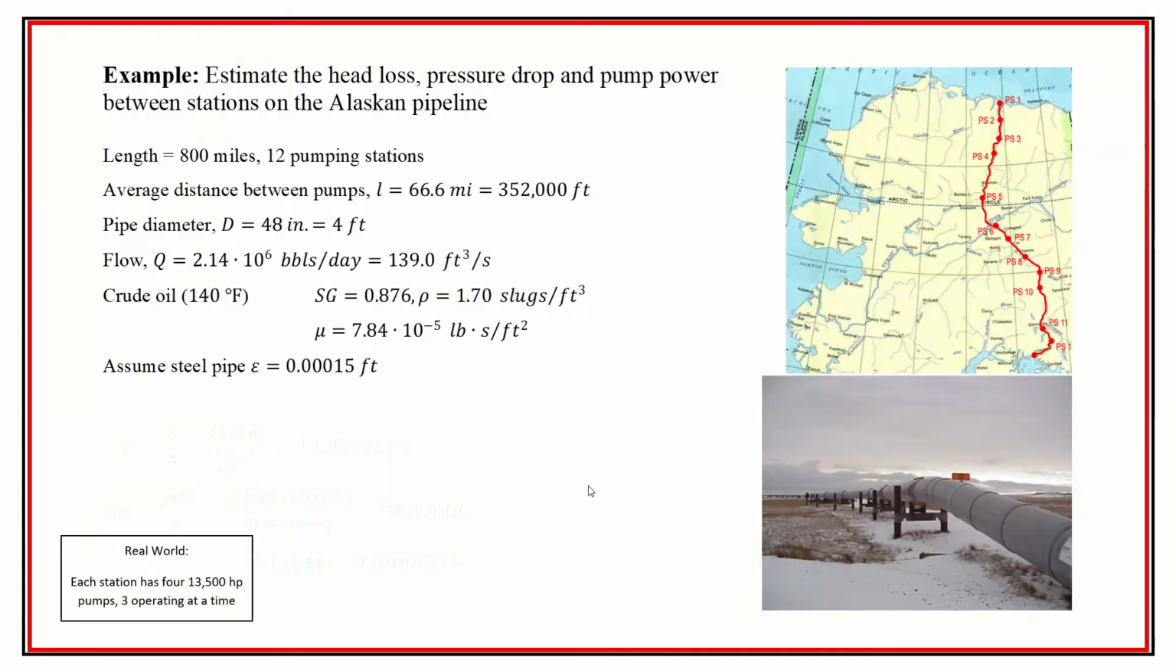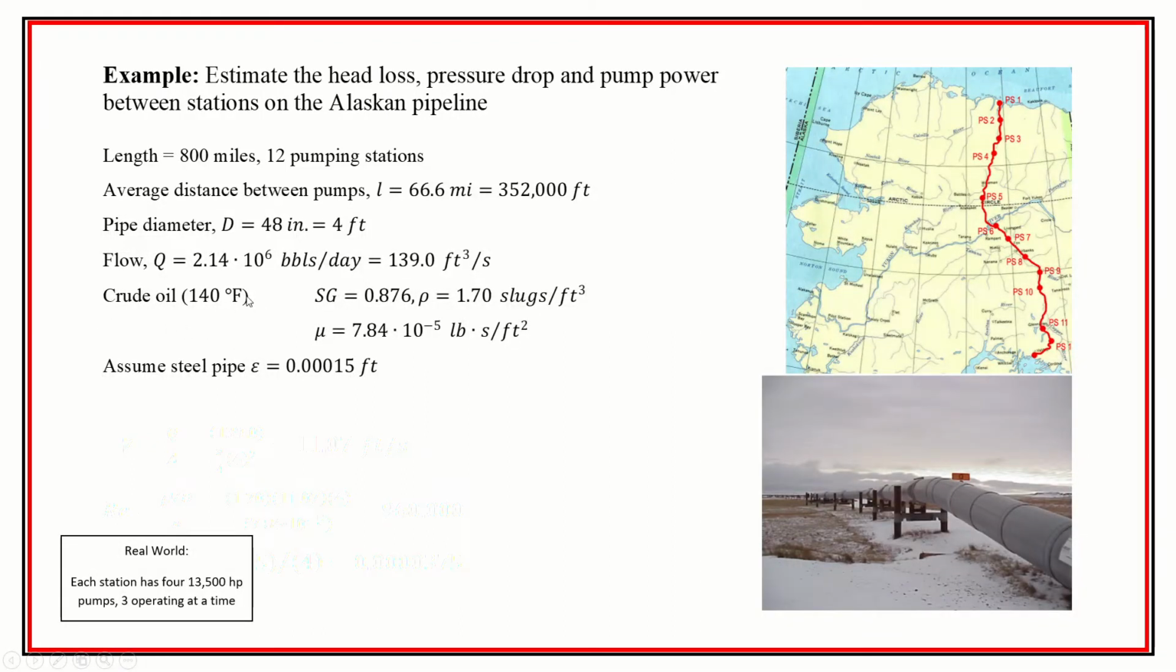We know the distance of the pipeline is 800 miles long, and we know that it has pumping stations. It's got 12, so the average distance between them is about 66.6 miles or 352,000 feet. The pipe diameter is typically 4 feet, the big pipe. And the flow is something like 2.14 million barrels per day, which you could turn into 139 cubic feet per second.